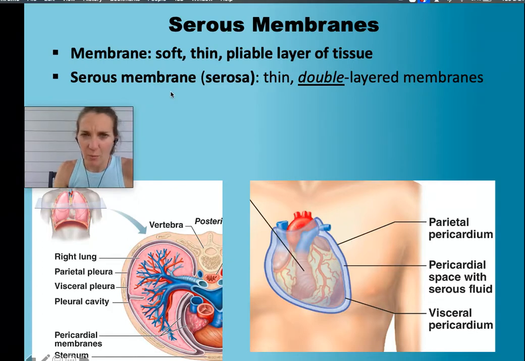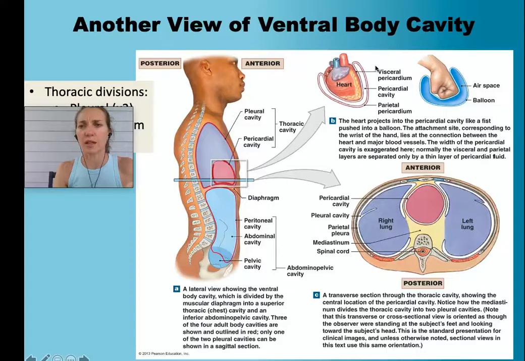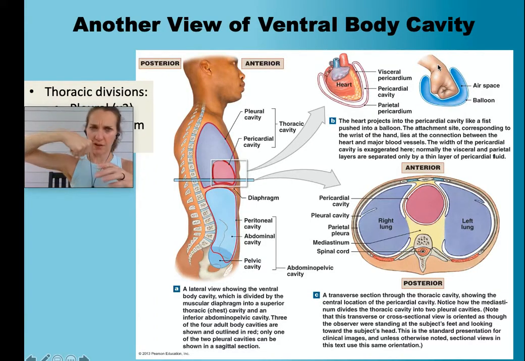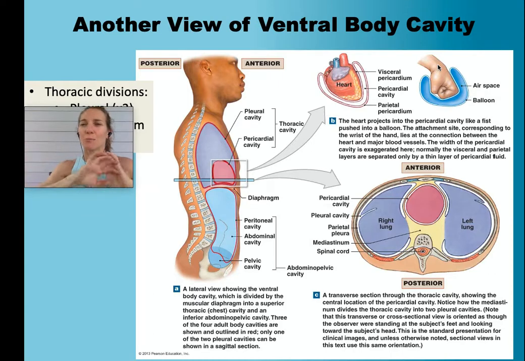With a serous membrane, or we can lump that and say serosa, here you're dealing with a double layered membrane. And I want to use the heart first, the pericardial membrane, to first define this, because I love this analogy. If you imagine driving your fist into a gently inflated balloon, that is a perfect analogy for what these serous membranes look like.